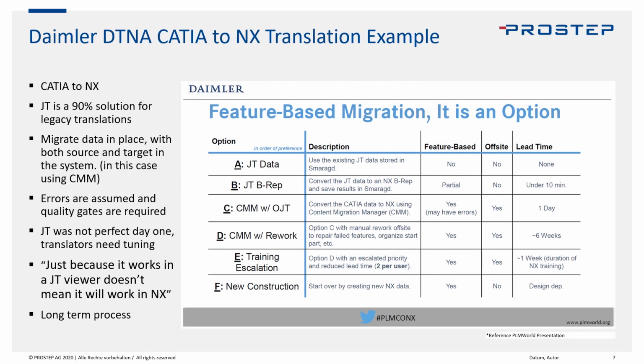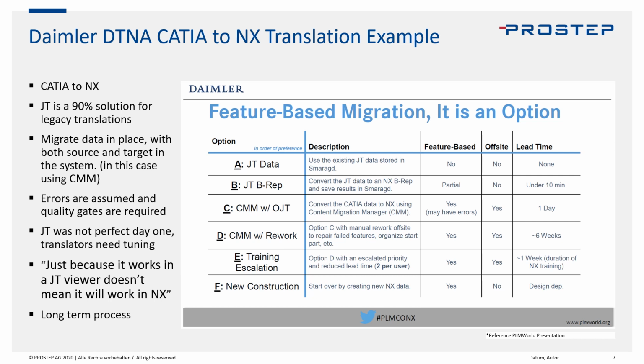So I wanted to bring in a translation example to kind of give some insight into what are some of the other processes that could be handled as part of a migration doing translation. And one that I always kind of come back to that happened pretty long ago now, it's been 10 years, is the Daimler CATIA to NX example. So they went from CATIA to NX, and they migrated the data in place, right, within the same system. In this case, it was Smaragd's Teamcenter Enterprise, but highly customized.